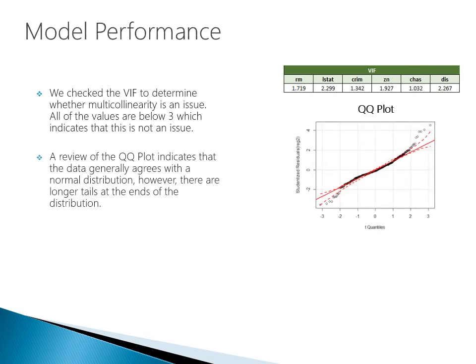A review of the quantile-quantile plot indicates that the data generally agrees with a normal distribution. However, there are longer tails at the ends of the distribution.